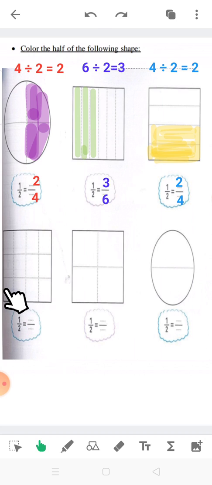Look here. We will count how many parts we have in order to get the equivalent fraction of half. 1, 2, 3, 4, 5, 6, 7, 8, 9, 10, 11, 12. So I put 12 in the denominator. Then in order to get half of 12, what do we do? 12 divided by 2 equals 6. So I will color 6 equal parts, and I will put it in the top. So I will color 1, 2, 3, 4, 5, and 6.